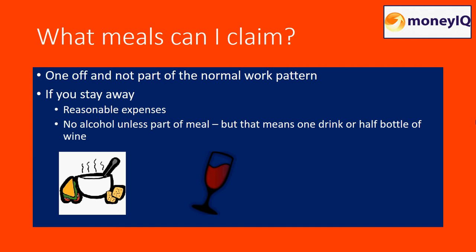In terms of subsistence, say meals, that sort of thing, it's the one-offs that are allowable and the ones that are not part of the normal work pattern. So things like if you stay away, you've got to be reasonable about it, and you can't charge alcohol unless it's part of a meal. And they actually do state on the HMRC website that it's one drink or half a bottle of wine that they will allow.